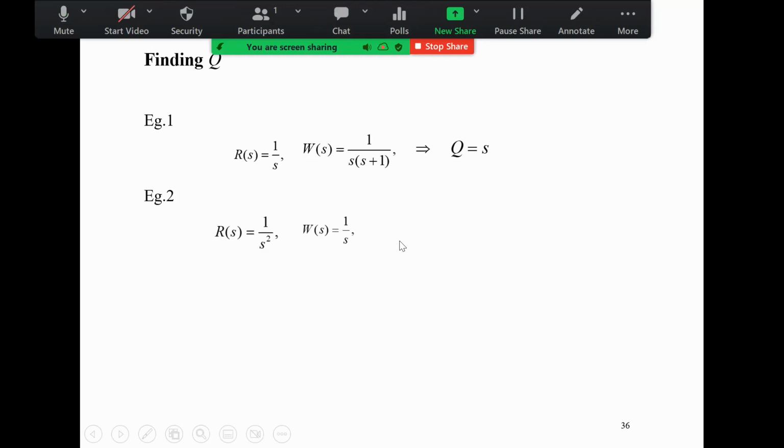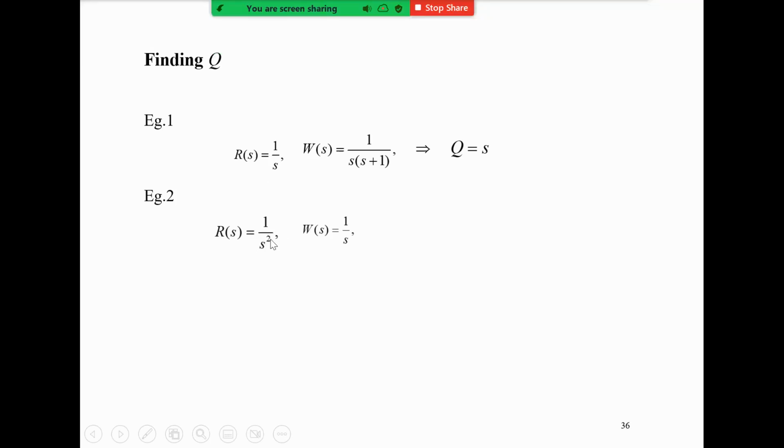Okay, now the second example. So R is 1 over S squared. 1 over S squared means that you try to follow a ramp. Let's say the time domain expression is t, a ramp. Then the Laplace transform of a ramp is 1 over S squared. So this one is a step. The disturbance is a step, 1 over S.